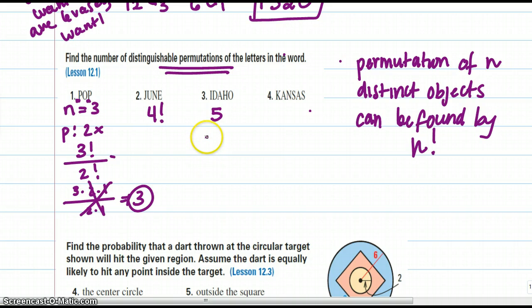So it doesn't have to be letters, it can be 5 objects of any kind, and the amount of ways that we can put them in different orders is 5 factorial. I'll let you guys figure out those answers on your own.